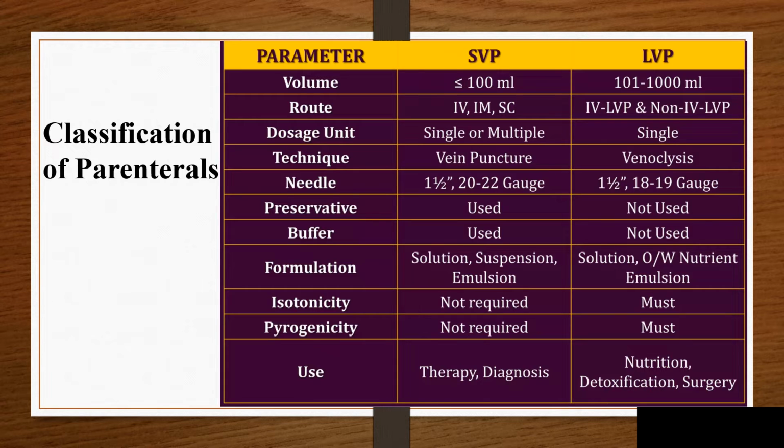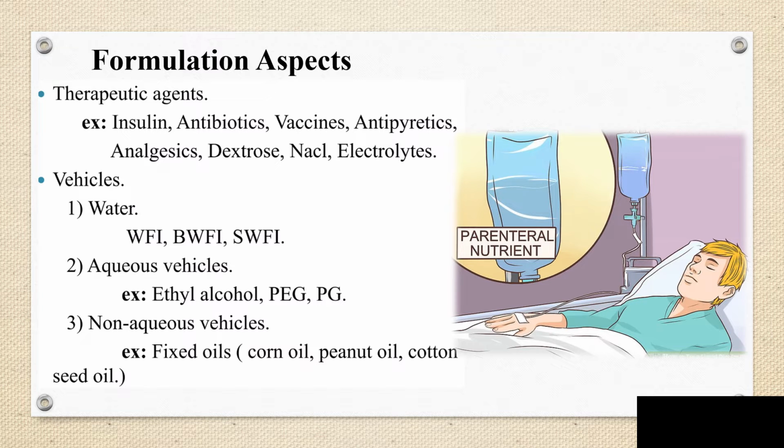And usage: small volume parenterals are mainly used for therapy and diagnosis, whereas large volume parenterals are used for detoxification and surgeries. Now, formulation aspects of parenterals. It includes a large number of agents, including therapeutic agents, which can be insulin, antibiotics, vaccines, analgesics, dextrose, antipyretics, the major important drugs.